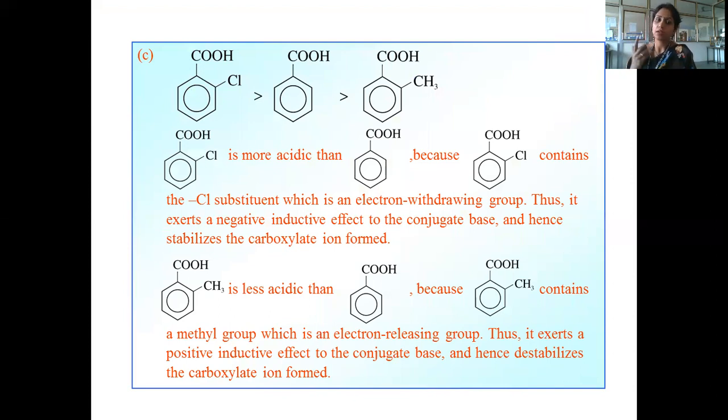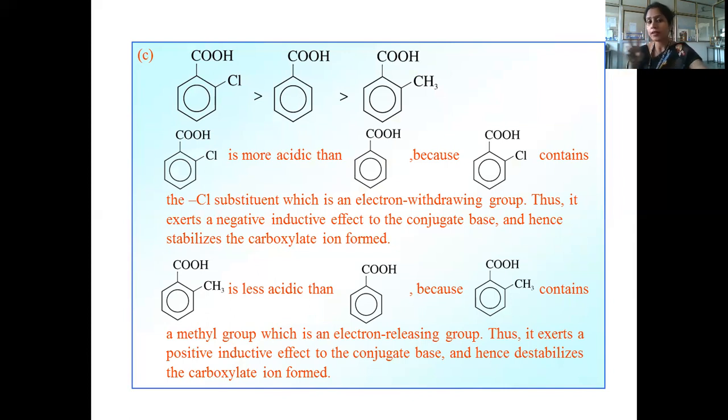The one which has nothing, neither electron withdrawing nor electron releasing. Now we understand why. The chloro derivative is more acidic than the one which has no other groups. Why? Because it contains a chlorine substituent, which is an electron withdrawing group. It exerts a minus I effect, a negative inductive effect, on the conjugate base, and hence it stabilizes the carboxylate ion which is formed.